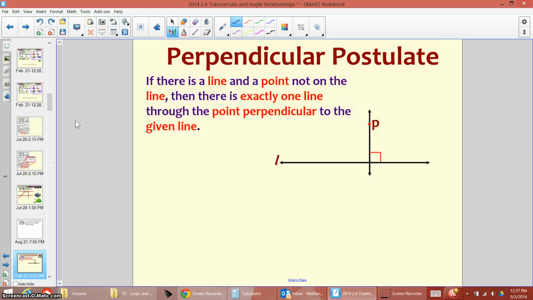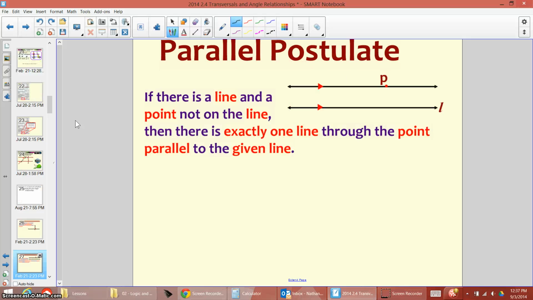Perpendicular postulate. If there's a line and a point not on the line, then there's exactly one line through that point perpendicular to the given line. So this helps us find perpendicular lines, and there's only one of them that exists, so that's going to help us if we're trying to prove different aspects of lines and intersections. Parallel postulate, same thing, but if there's a point not on a line, then there's only one line that goes through that point that is parallel to the given line.